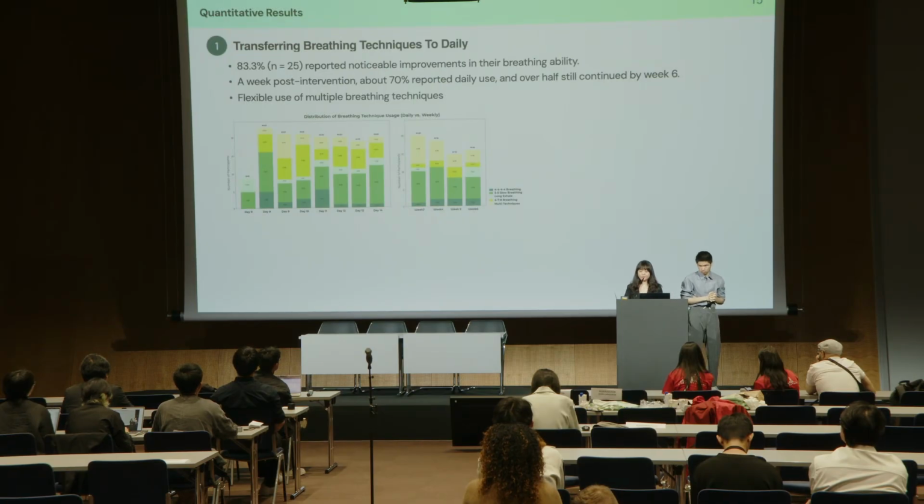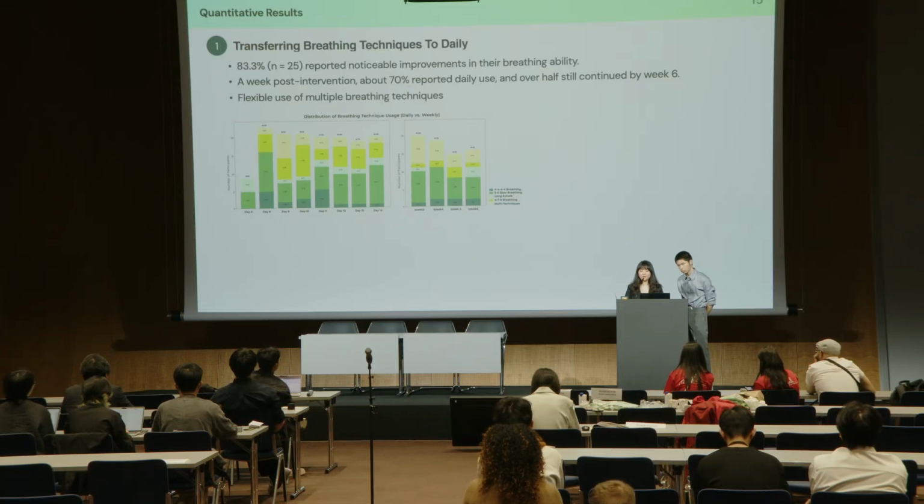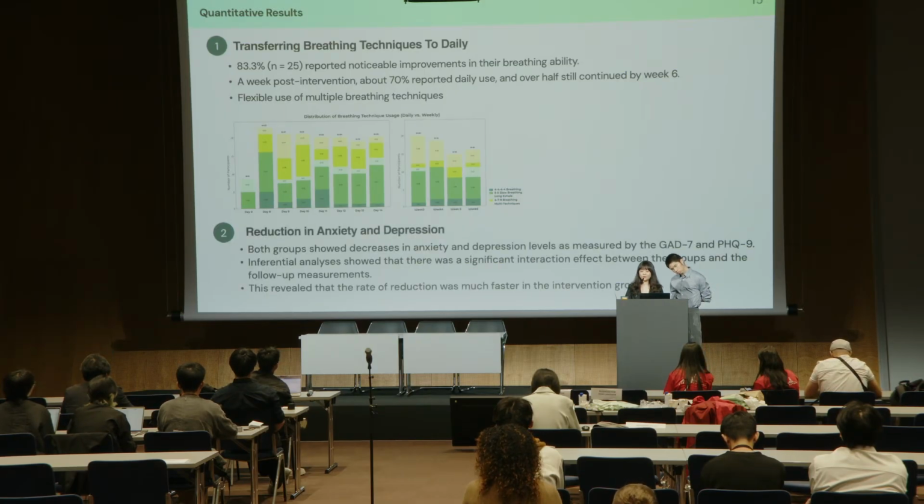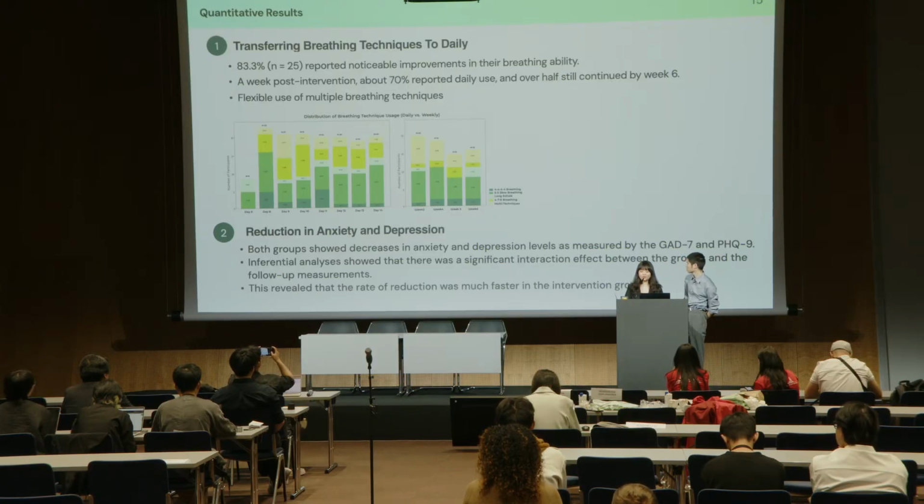Quantitatively, we saw improvement in breathing ability and transfer of breathing techniques to daily life among Group A participants. We also showed a flexible use of multiple breathing techniques after learning. In terms of their emotion, both groups experienced a decrease in anxiety and depression levels. However, there was a significant interaction effect, suggesting that the rate of decrease in anxiety and depression was significantly greater in the intervention group than in the control group.